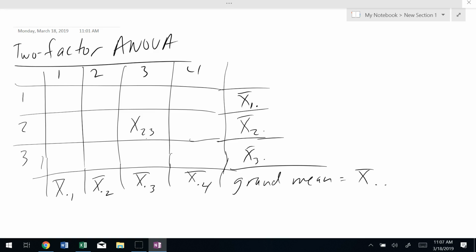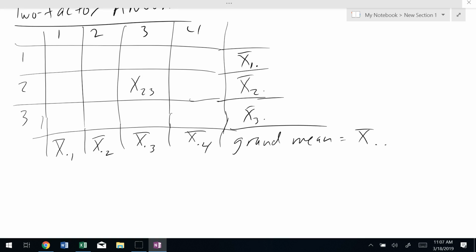All right, so here's the idea. There's going to be some difference between each of these row means and the overall mean, right? There will probably be a difference between each of these column means and the overall mean, right? What we're going to do is make an assumption that there is an overall effect for the rows and the columns that works in some sort of an additive way.